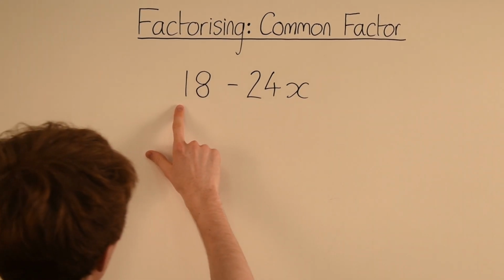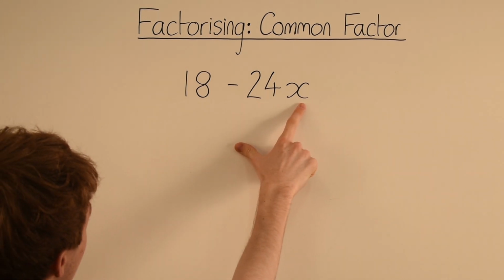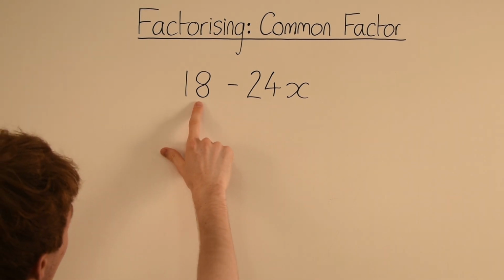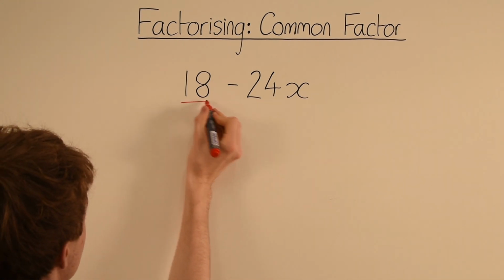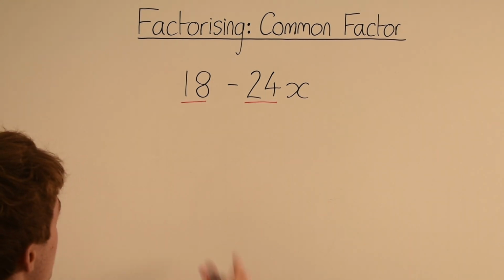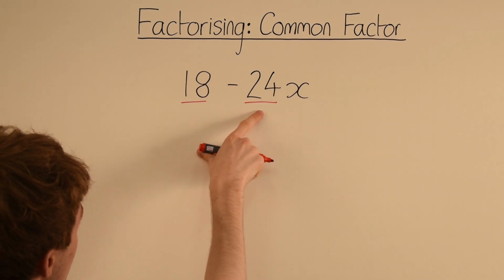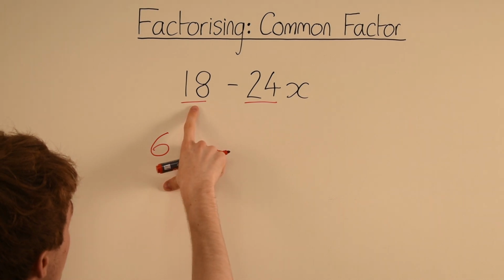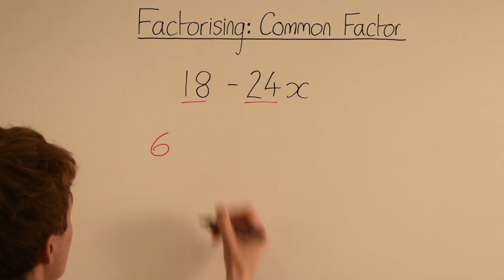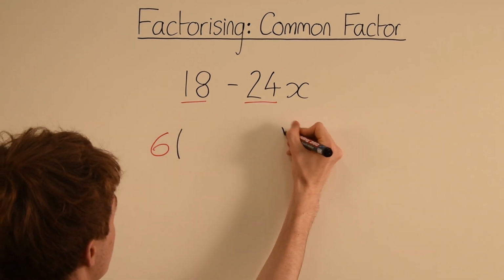Okay, so now we want to factorise 18 minus 24x, so we need to find the highest common factor of 18 and minus 24x. So we'll start with the numbers. We've got an 18 and we've got a 24. And what is the highest common factor of these two numbers? Well, that number is 6, because that's the highest number that goes into both 18 and 24. So we're going to write that outside our brackets.